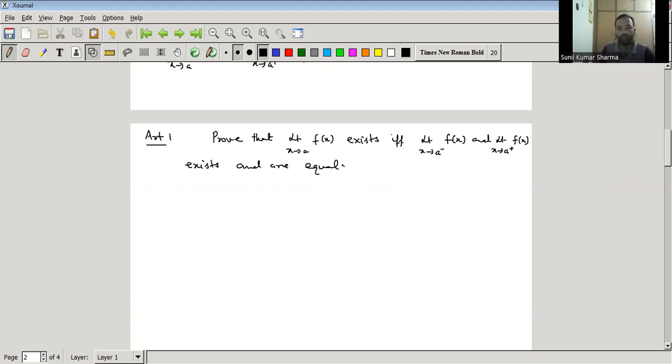Limit as x goes to a exists, if and only if means P implies Q. If my statement is P if and only if Q, it means if P then Q, and if Q then P. So limit exists means the left hand limit and right hand limit both exist and are equal. If the left hand limit and right hand limit both exist and are equal, it means the limit of the function at point a exists. Right? Okay. So we have to prove this.